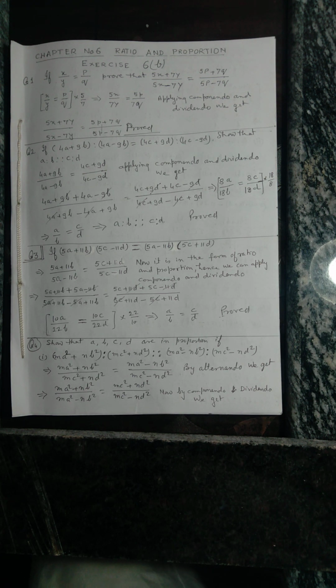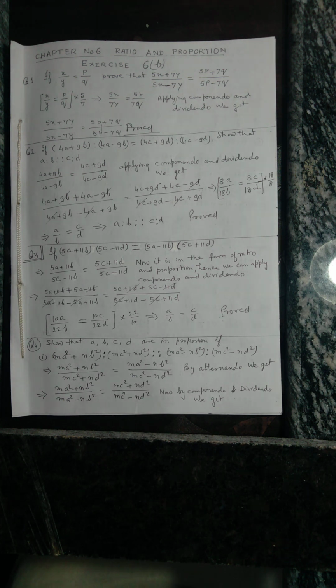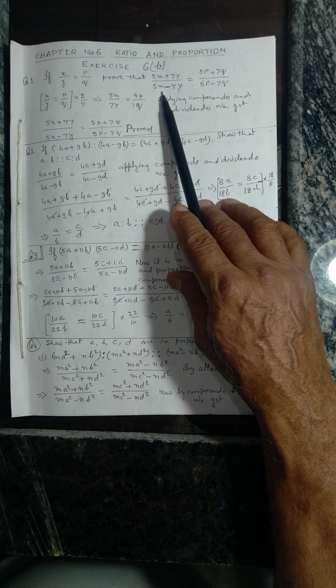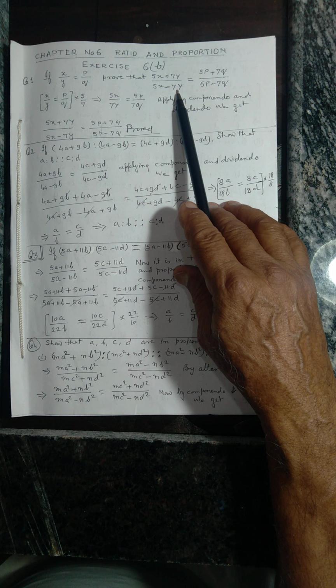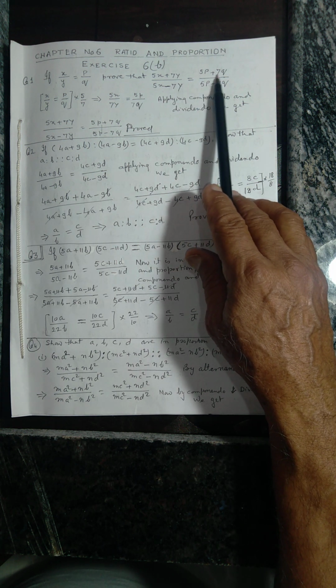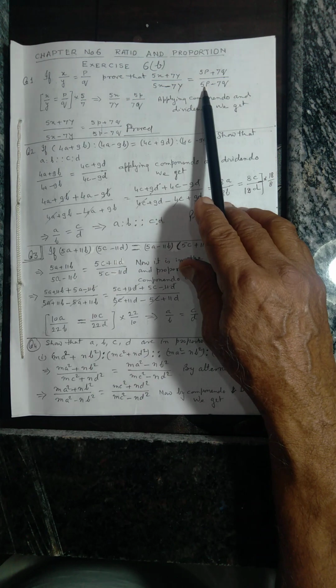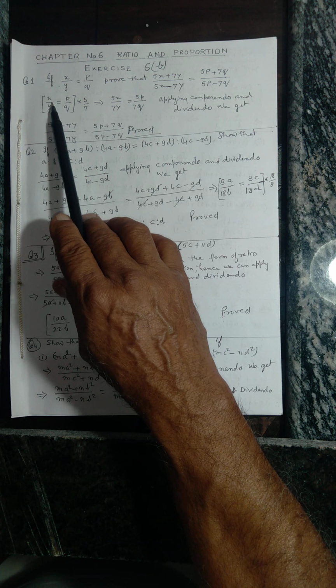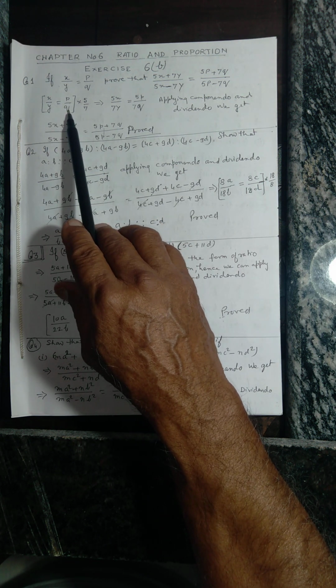Let us start exercise 6B of ICSE class 10th mathematics, ratio and proportion. Question number 1. If x by y is equal to p by q, prove that 5x plus 7y by 5x minus 7y equals 5p plus 7q upon 5p minus 7q. You see, it is given already that x by y is equal to p by q.